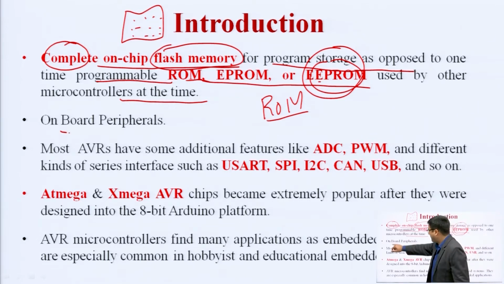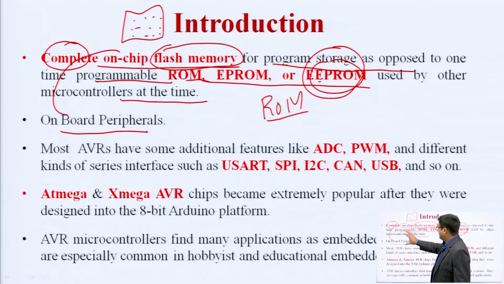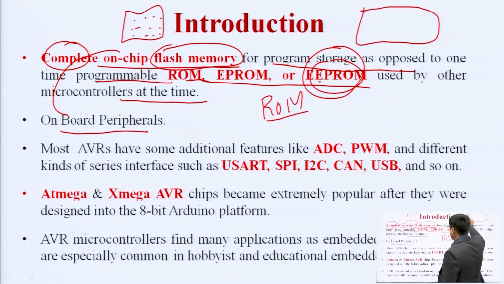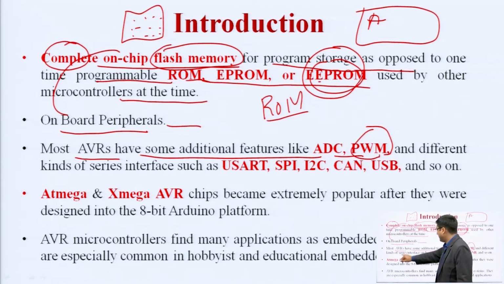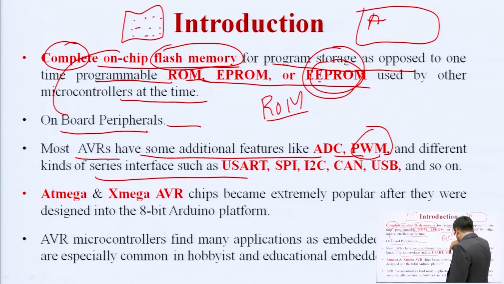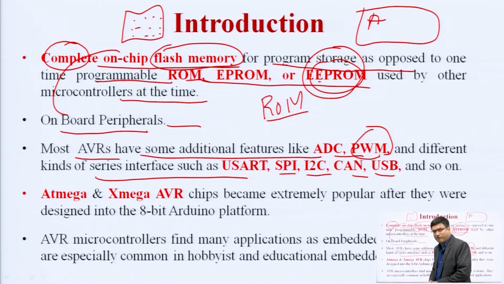After that, onboard peripherals. On-chip means all the devices are available on the same board, that is, onboard peripherals. Peripherals such as ADC, DAC, controllers, and power supply unit are all available on the same board. Most AVRs have some additional features. They have an ADC, programmable pulse width modulation, and different kinds of serial interfaces such as USART, SPI, I2C, CAN bus (controller area network), and USB, all integrated on the same platform.